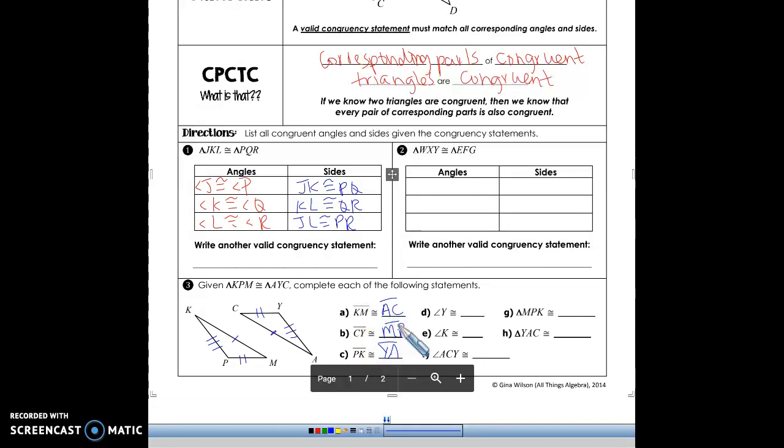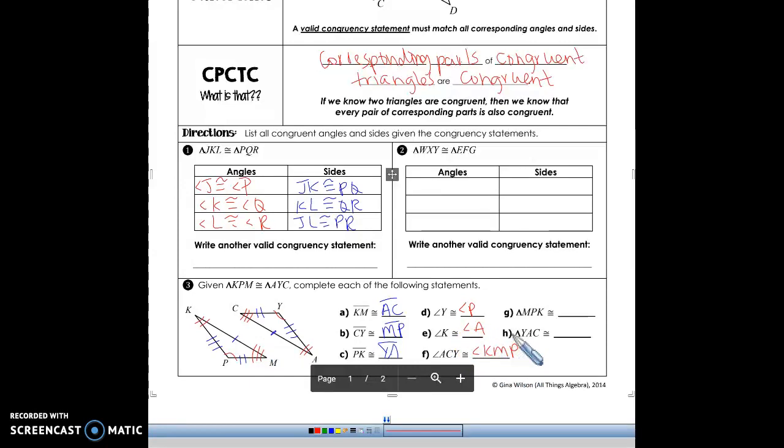Now let's look at the angles. Angle Y is going to be congruent to angle P. We can see that in the diagram. Also, Y is the second letter, so it's going to be congruent to angle P. Angle K is going to be congruent to angle A. K is the first, angle A is the first letter. Angle ACY, ACY is this one, so it's going to be congruent to angle KMP.